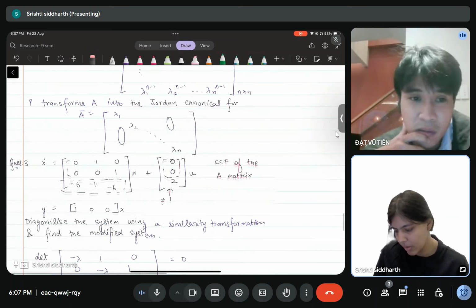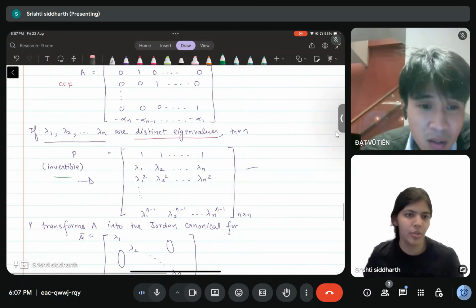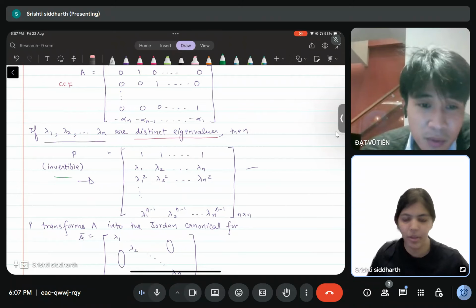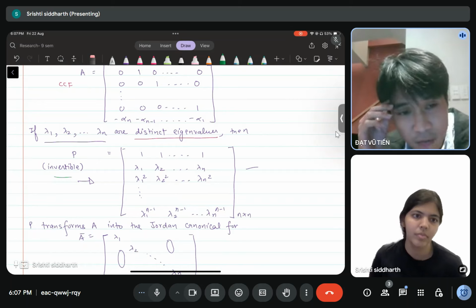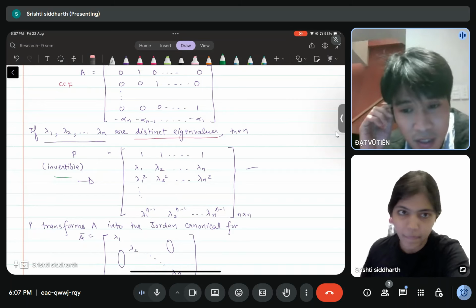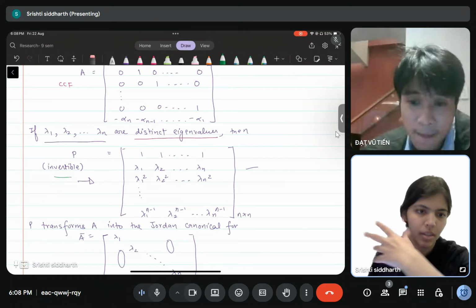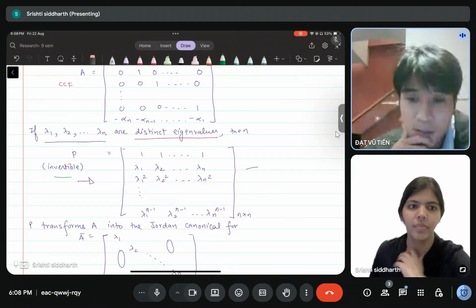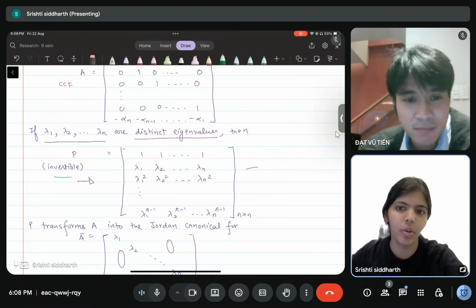Yeah, for this one, right? This similarity transformation. So if we have distinct eigenvalues, we already have a formula for the similarity transformation. Yes, it's a standard formula, right? So that you don't have to find the eigenvectors each time you have distinct eigenvalues.